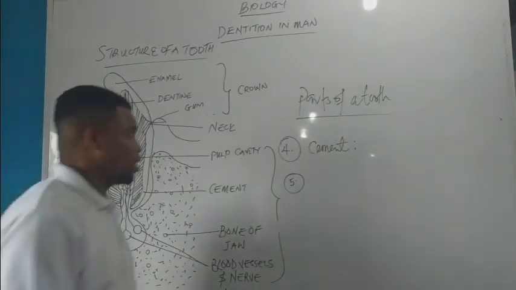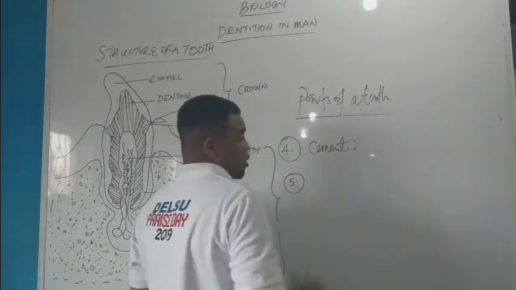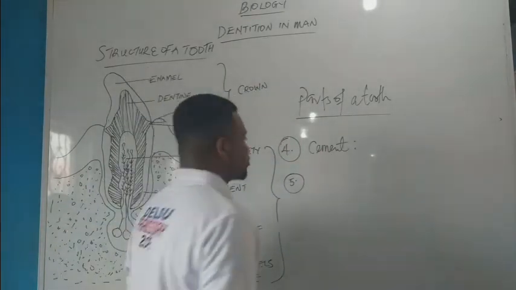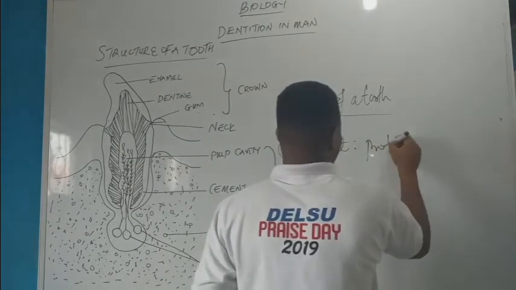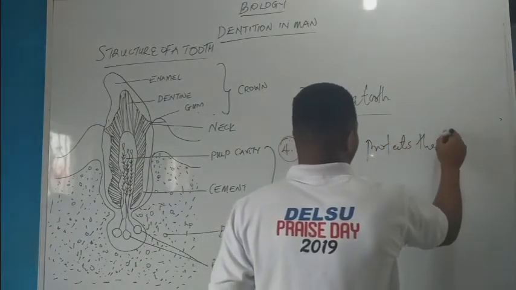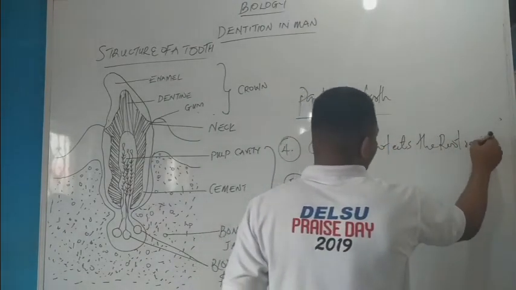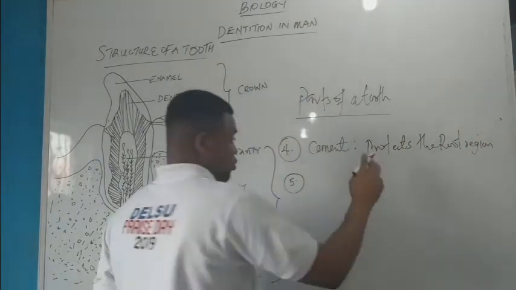Now, on the parts of the tooth, number 4, the cement. The cement protects the root region of the tooth.